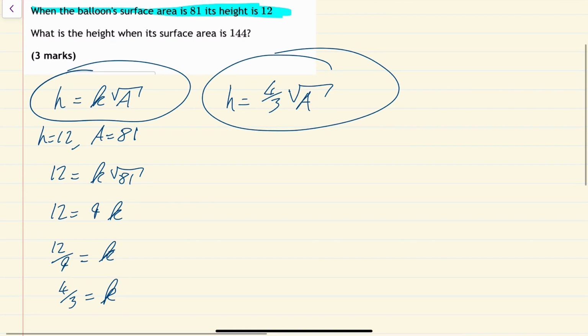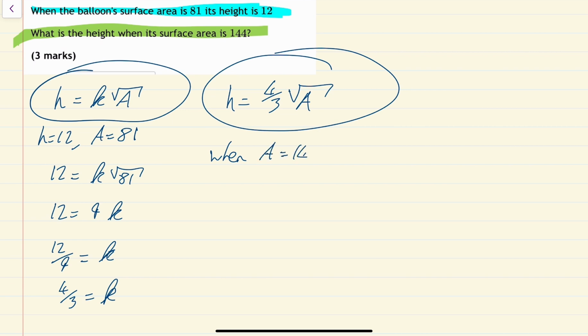The last thing we have to do, it says, what is the height when the surface area is 144? A wee word in mathematics makes all the difference. I just say when A equals 144, H is equal to 4 over 3 times the square root of 144. Again, this is a non-calculator exam. That's 4 over 3 times the square root of 144, which is 12.